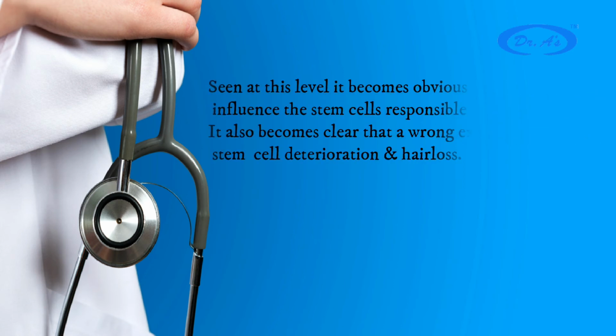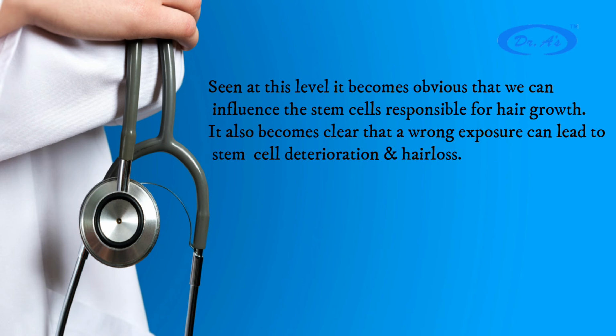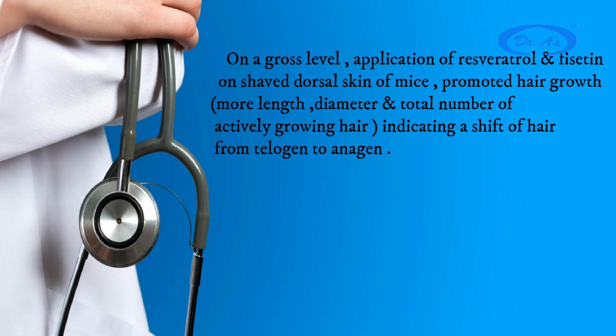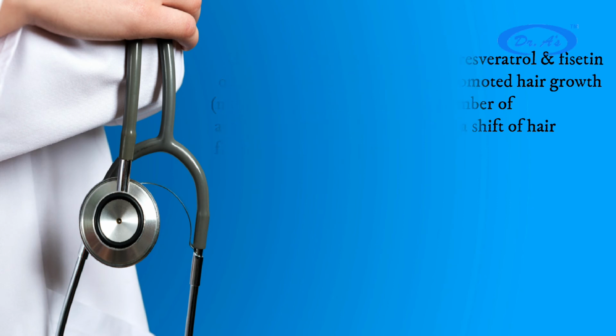Now, seen at this level, it becomes obvious that we can influence the stem cells responsible for hair growth. It also becomes clear that a wrong exposure can lead to stem cell deterioration or hair loss. On a gross level, application of resveratrol and fisetin on shaved dorsal skin of mice promoted hair growth, more length, increased diameter, and total number of actively growing hair, thus indicating a shift of hair from telogen to anagen.